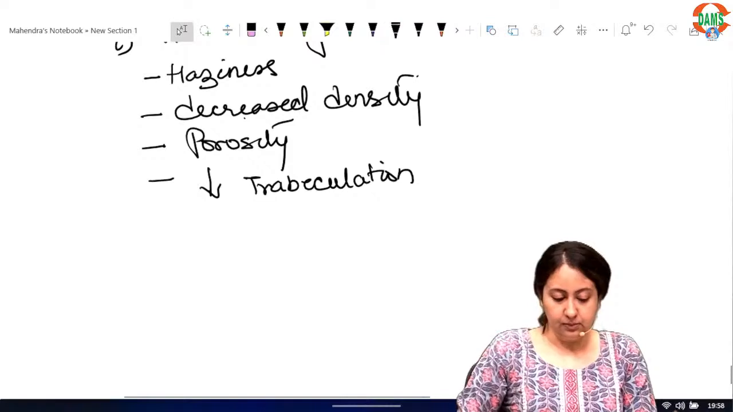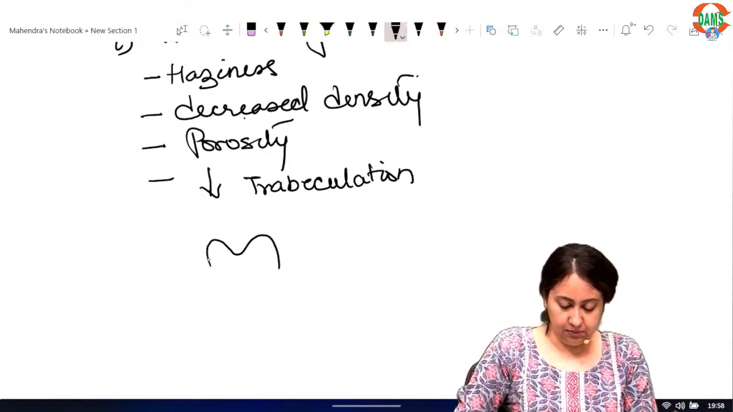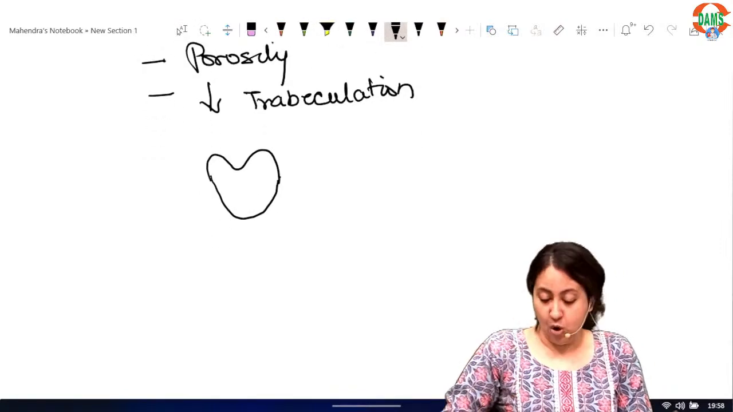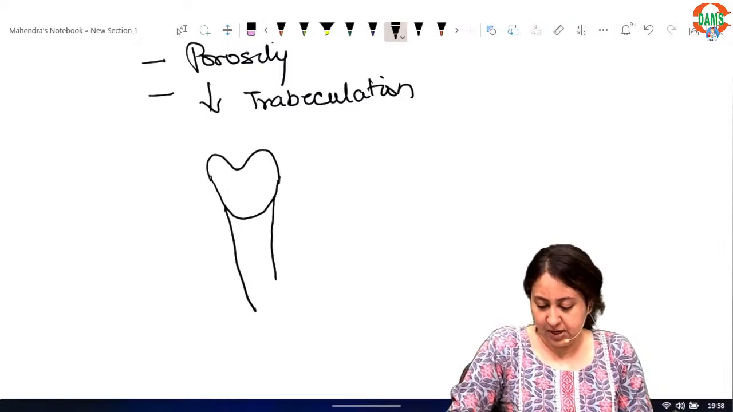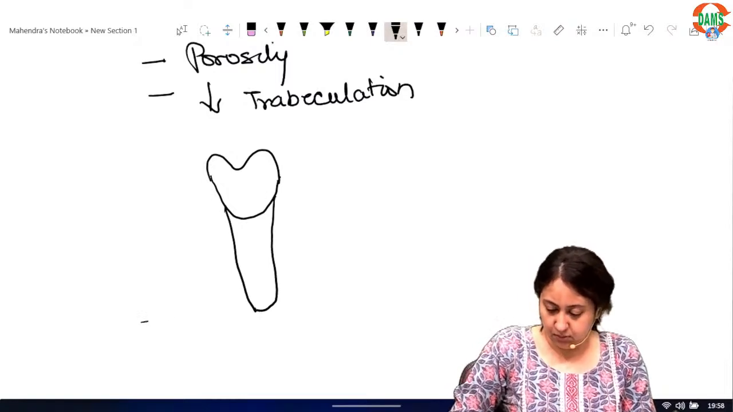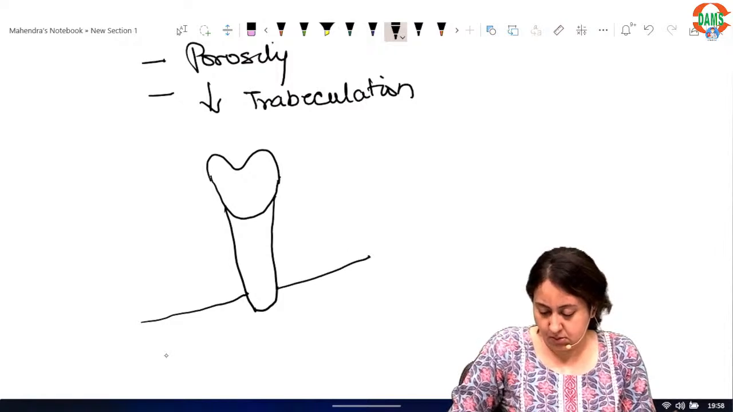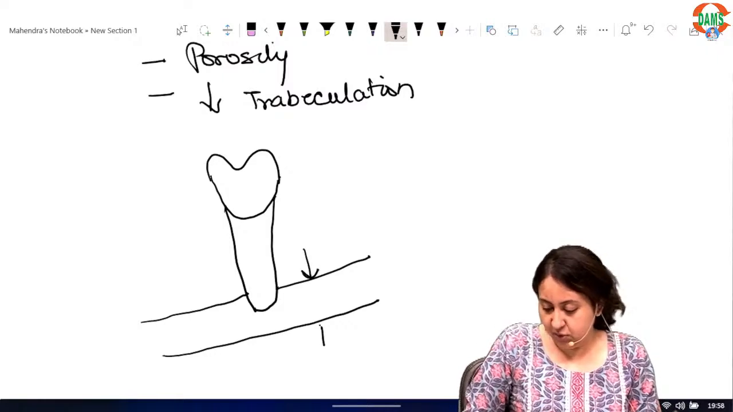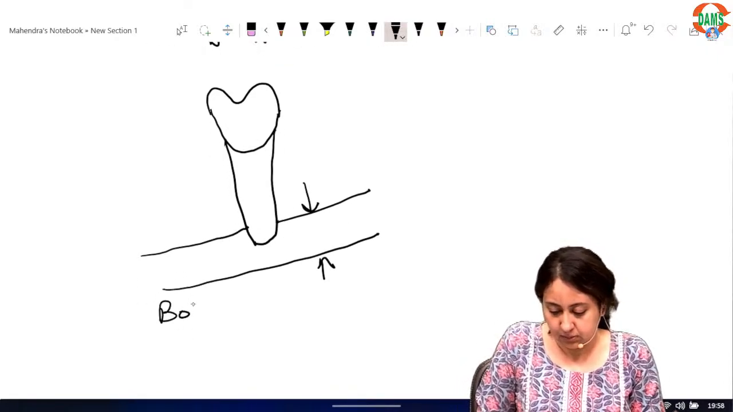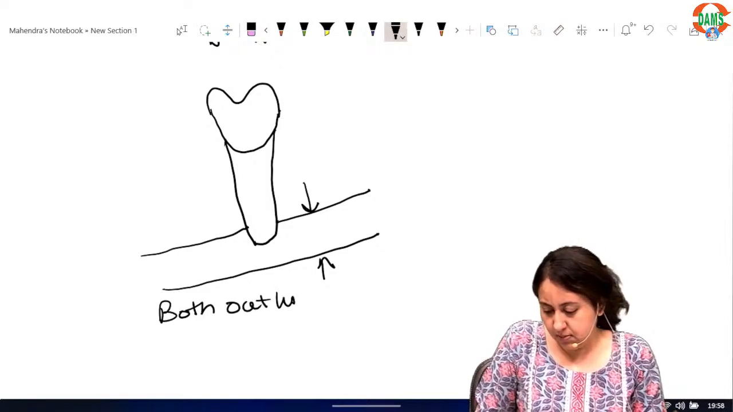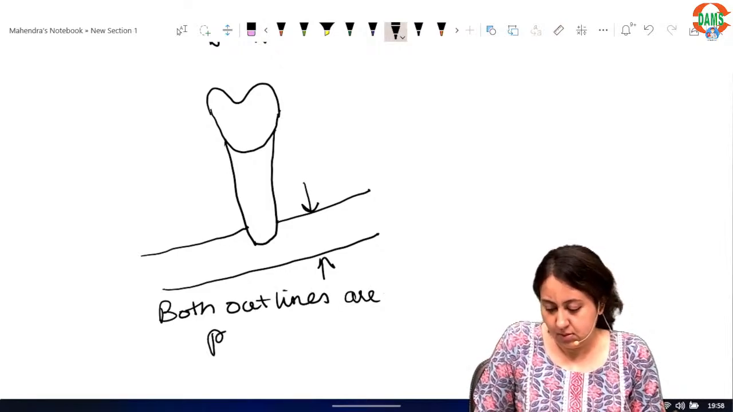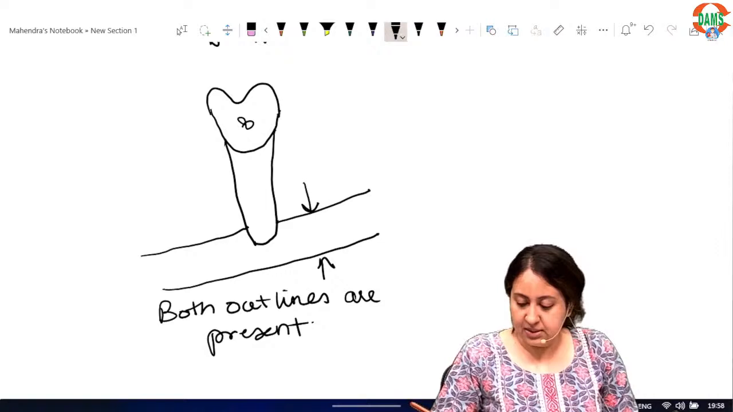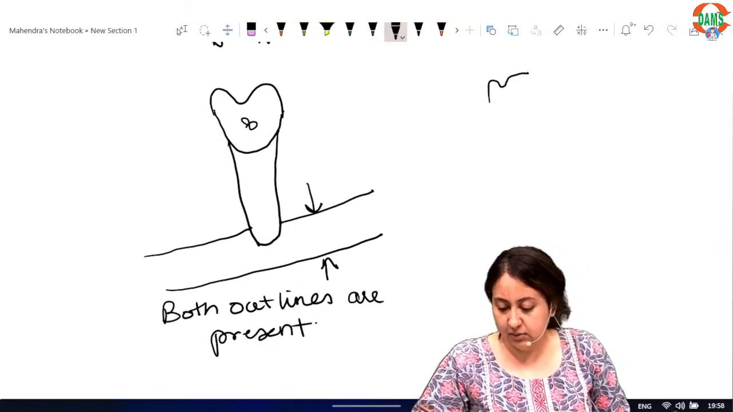All right, now let's see. First I will draw one normal diagram and then explain. If you see carefully, both outlines are present. Now, if you want to note the absence or haziness, how will it look? Let's see that.